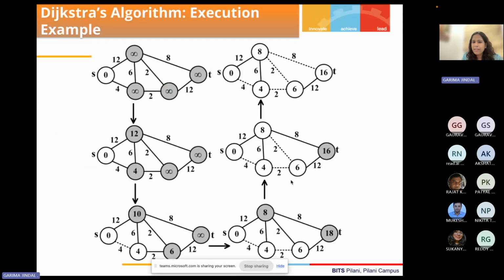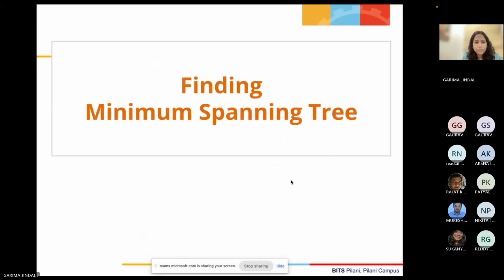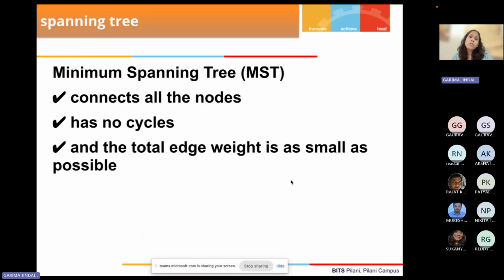This is another example that is given in the slide. When I upload these slides, you can work out this example as well, so that the entire Dijkstra algorithm, how it runs and the different steps, are clear to you. Okay. Next, we see the algorithms to identify minimum spanning trees in graphs.